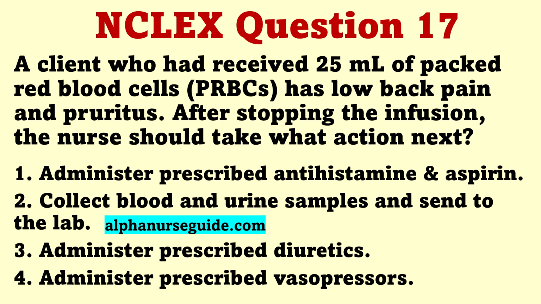The correct answer is 2. ABO and RH incompatible blood causes an antigen-antibody reaction that produces hemolysis or agglutination of red blood cells. At the first indication of any sign or symptom of reaction, the blood transfusion is stopped. Blood and urine samples are obtained from a client and sent to the lab along with the remaining untransfused blood. Hemoglobin in the urine and blood samples taken at the time of the reaction provide evidence of a hemolytic blood transfusion reaction. Antihistamine, aspirin, diuretics, and vasopressors may be administered with different types of transfusion reactions.